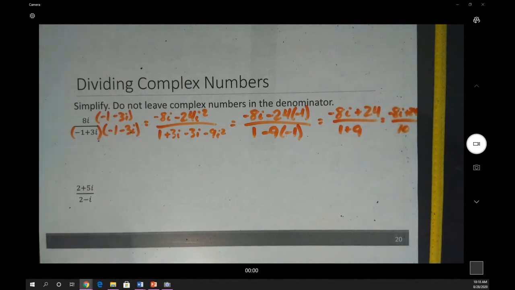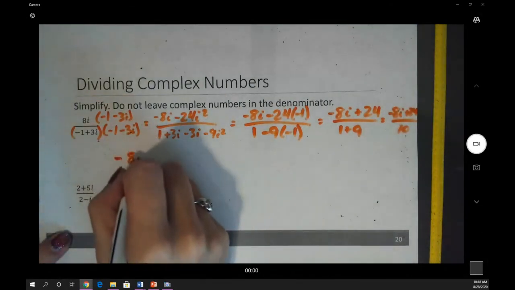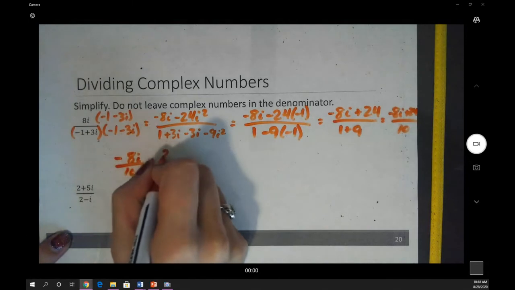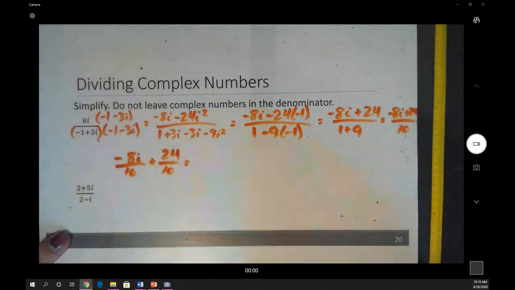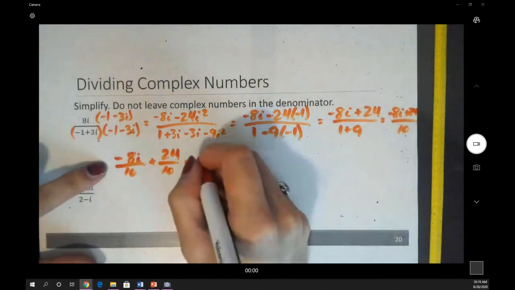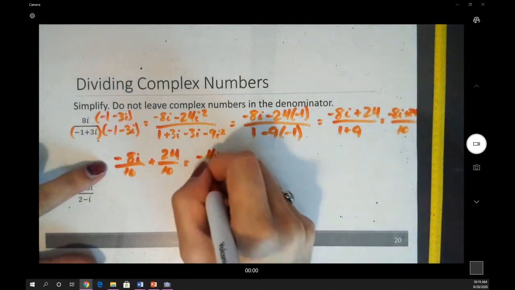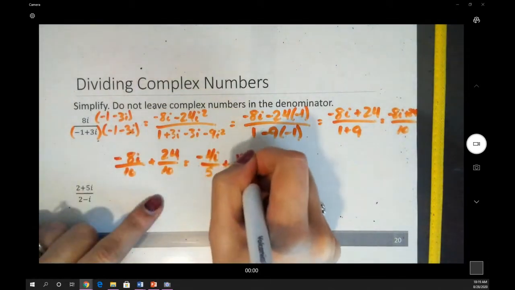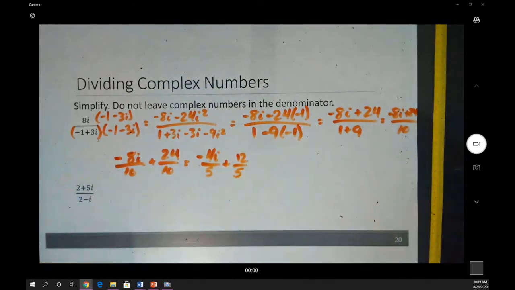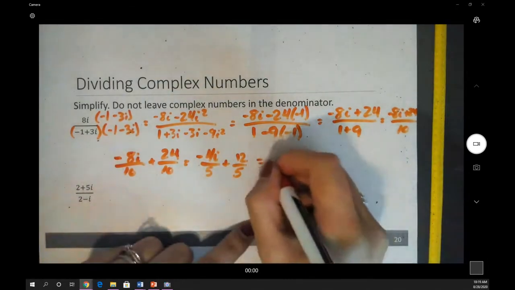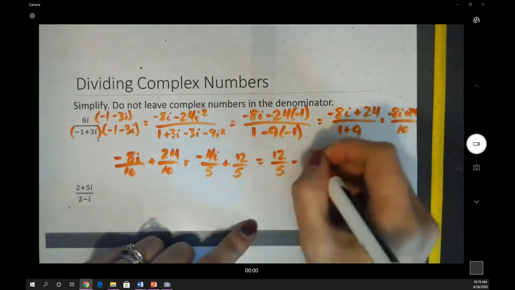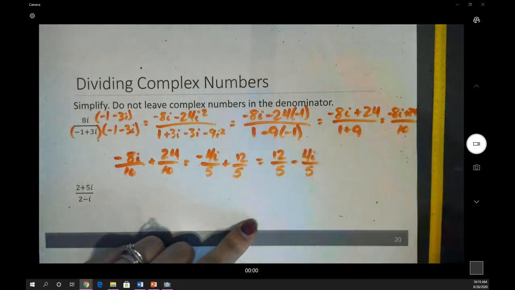But when I see this, I want to know if I can simplify it at all. The way I'm going to do that is by breaking it up like I did when we were dividing polynomial expressions. So we have a negative 8i over 10 plus 24 over 10. This first one is going to simplify into a negative 4i over 5 plus 12 over 5. But we want to put the real part first. So this is going to be 12 fifths minus 4i over 5.